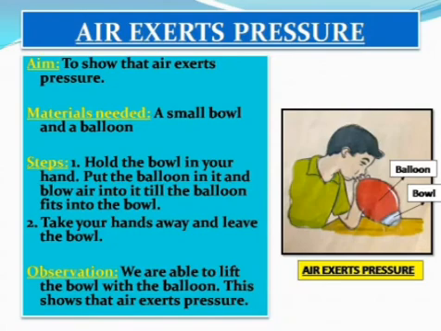Experiment 3 is to show that air exerts pressure. Material needed: a small bowl and a balloon. Steps: first, hold the bowl in your hand, put the balloon in it and blow air into it till the balloon fits into the bowl. Take your hands away and leave the bowl. We will observe that we are able to lift the bowl with the balloon. This shows that air exerts pressure.